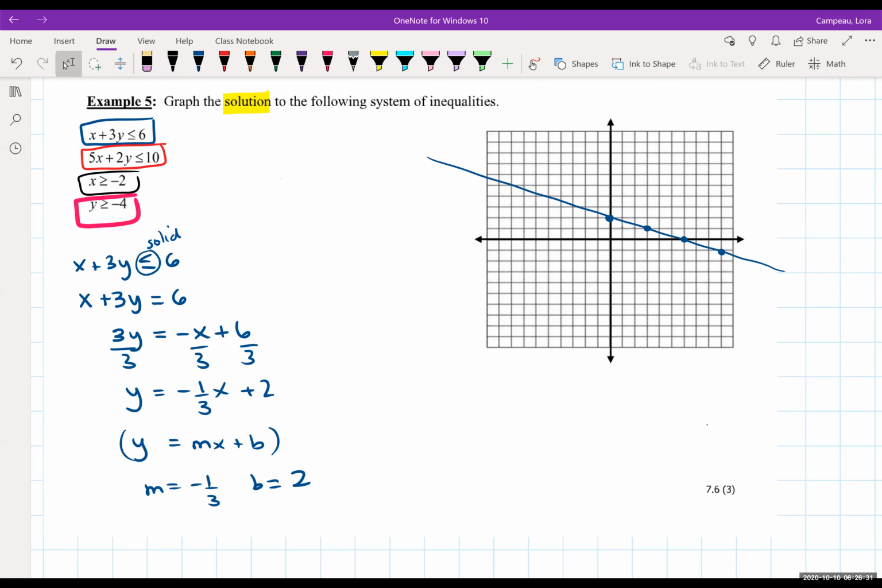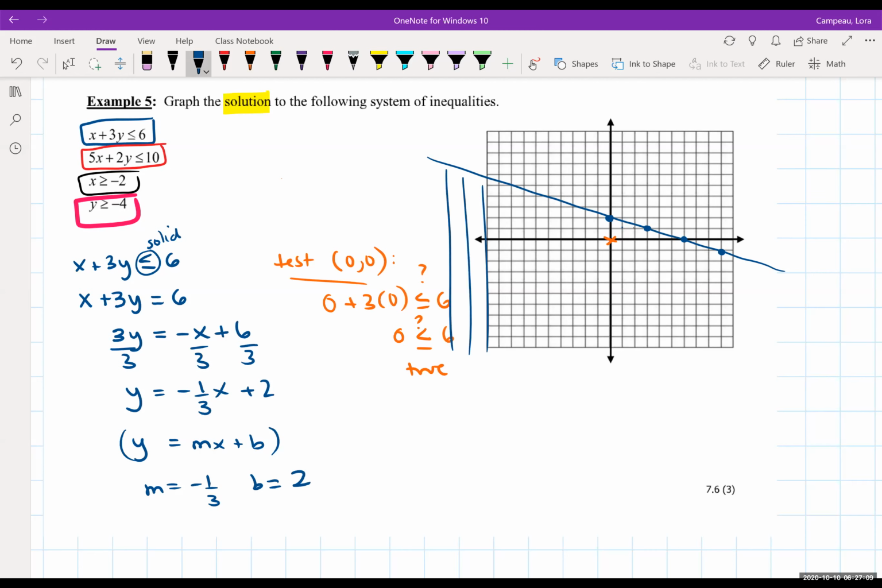Now, next step is to decide what your shading would be. Should we be shading above the line or below the line? I'll use a test point just to help me out. So I shall test my favorite point, which is 0, 0, because I know the line doesn't go through it. I have 0 plus 3 times 0. Is that less than or equal to 6? So is 0 less than or equal to 6? It is true. So 0, 0 is located below the line. So the shading for this line would shade below.